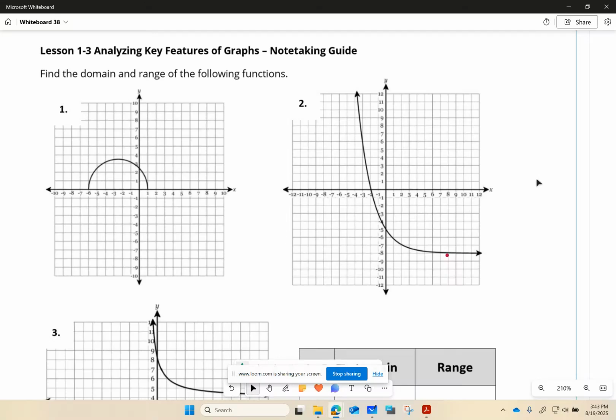Lesson 1-3, let's begin. So take a moment and look at problems 1, 2, and 3. You will see that this is a bit of a warm-up from what you have already been working on. So I want you to go ahead and work these problems out, and you will see that there's a table there on the bottom right where you will put your answers to the interval notation of domain and range. So go ahead and do that.